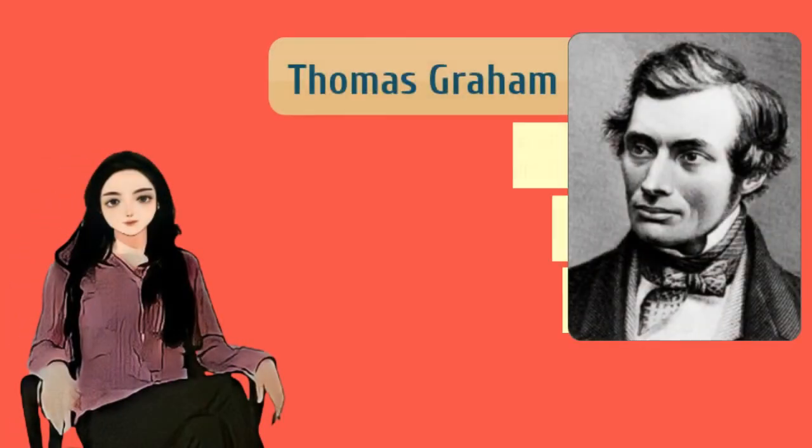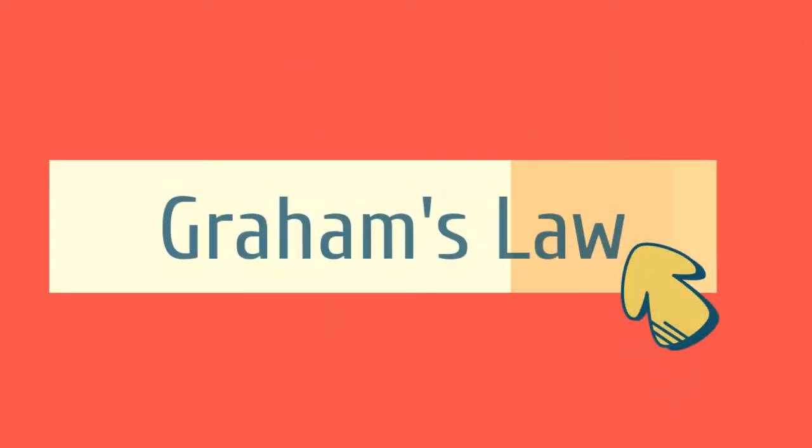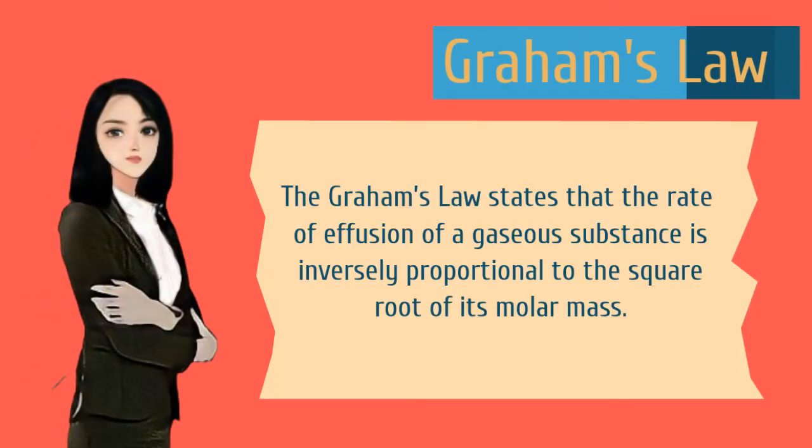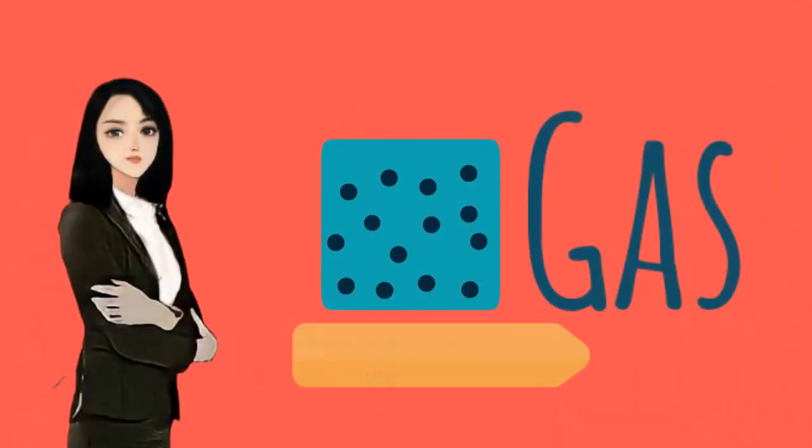Well, let's rewind back and talk about Thomas Graham. He was the one who formulated Graham's law, and his contribution played a vital role in the development of the atomic bomb. According to Graham's law, the rate of effusion of a gaseous substance is inversely proportional to the square root of its molar mass. Recall that gas is a state of matter that has no fixed shape and volume, where it conforms to the shape of its container.